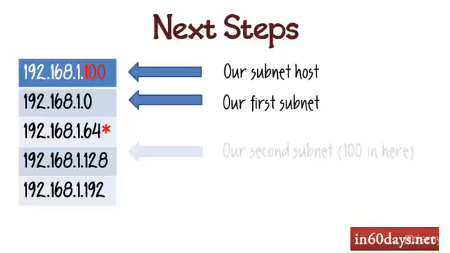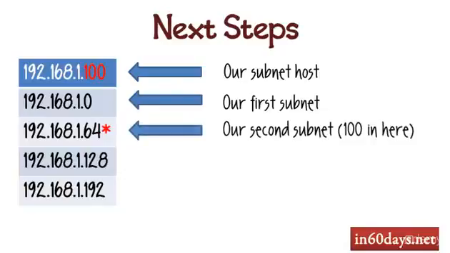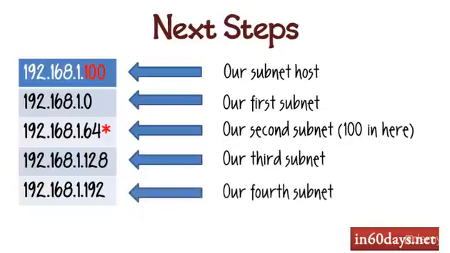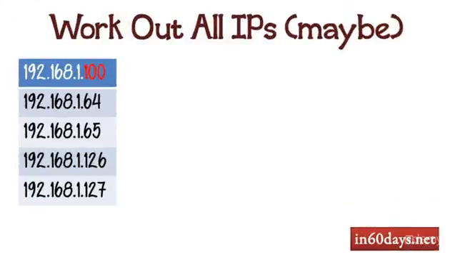So 0, then we add 64. Now technically we could stop here because the question is, which subnet is host 192.168.1.100 in? And the answer is obviously it's in the 64 subnet. We know that because the next subnet is 128. So pretty obvious that that's more than 100. We can see what our 3rd subnet is and our 4th subnet value if we need to work these out.